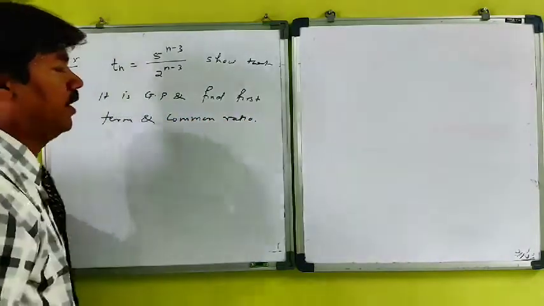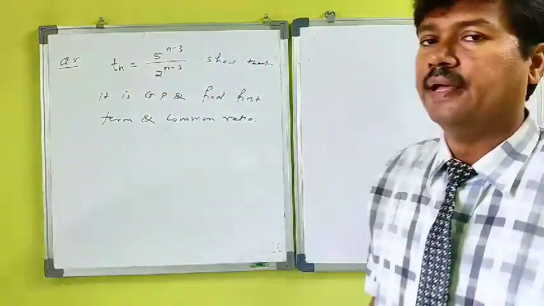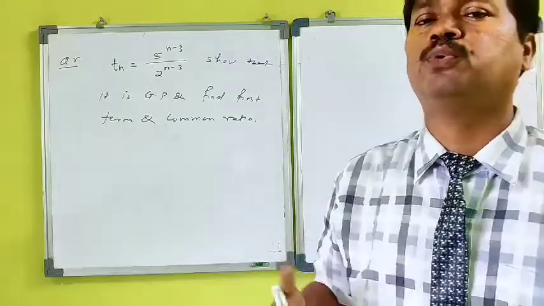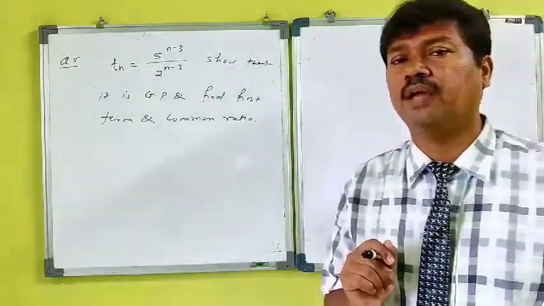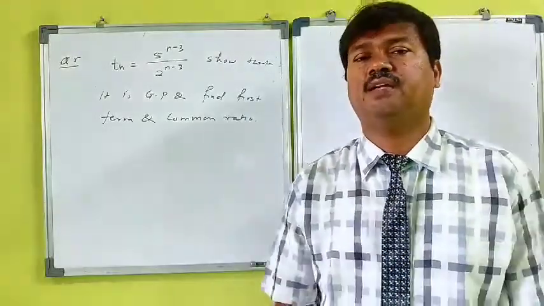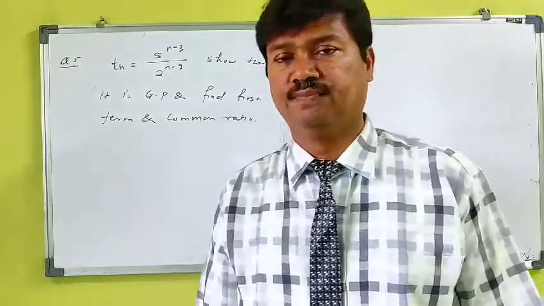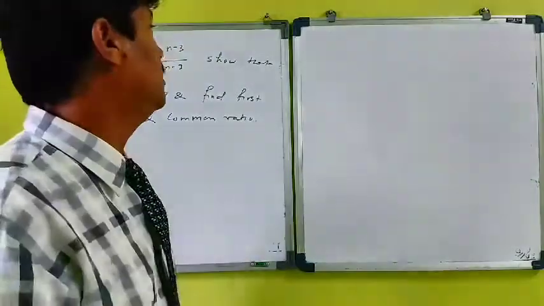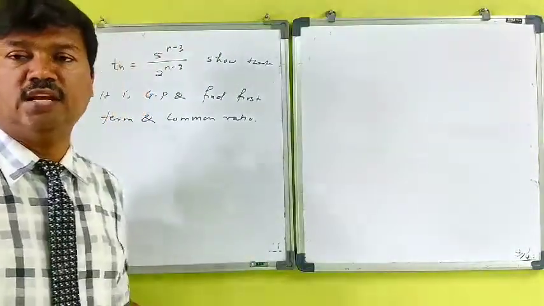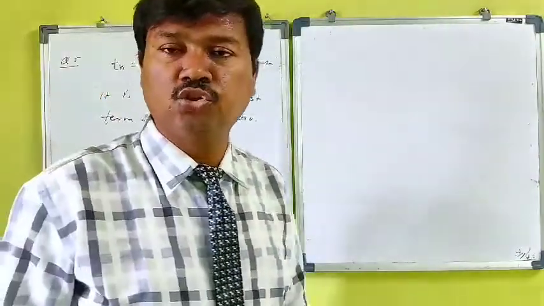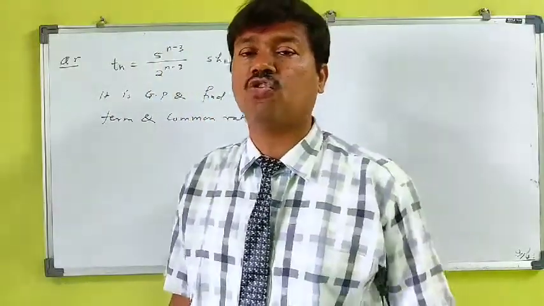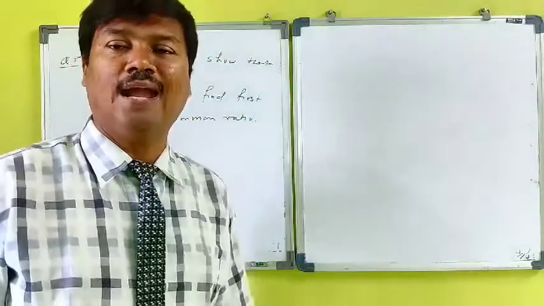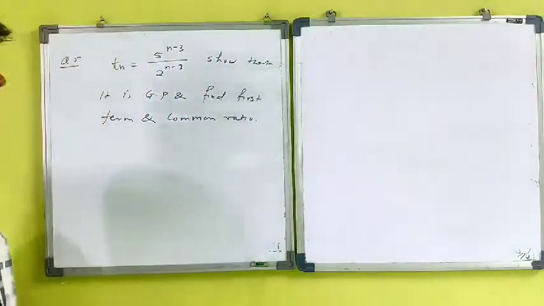So here Tn is given. Whenever Tn is given and you have to prove that it is a GP, remember that you have to use the definition. What's the definition? Tn plus 1 upon Tn should always be constant. So here we have to find Tn plus 1, Tn is already given, and then find the ratio of the two. If that ratio is constant, it means it should be free of n. There should not be n present. So that is the definition.